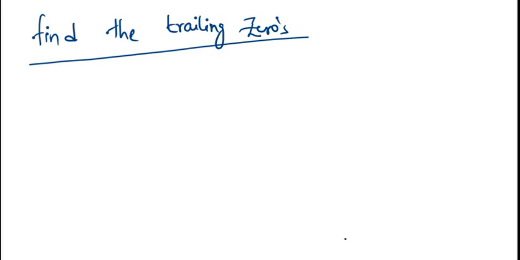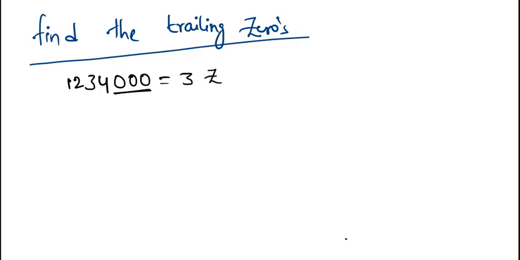Hello friends, in this session we'll discuss how to find the trailing zeros. First of all, what do you mean by trailing zeros? If you have a number like 1, 2, 3, 4, 0, 0, 0, how many zeros are at the end? 3 zeros. So the trailing zeros will be equal to 3.